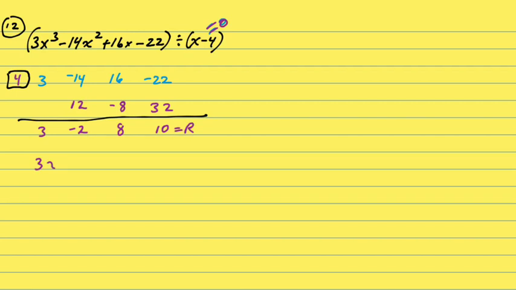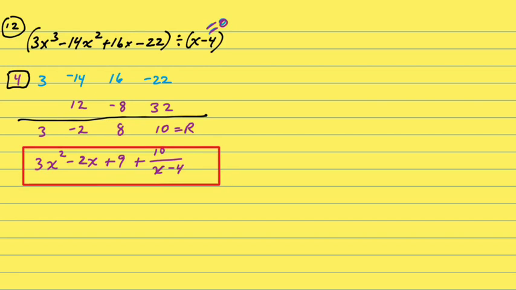So the answer is going to be 3x to the 1 less than this power, which would be 2, minus 2x plus 8, plus the remainder over the divisor. So that's number 12 done synthetically. You're right, it's 7, 8 here, but for some reason I put a 9. I think it's because I'm trying to explain and talk and write, but I think it's supposed to be like this. Any questions on 12?